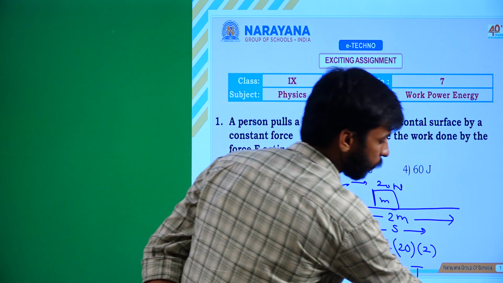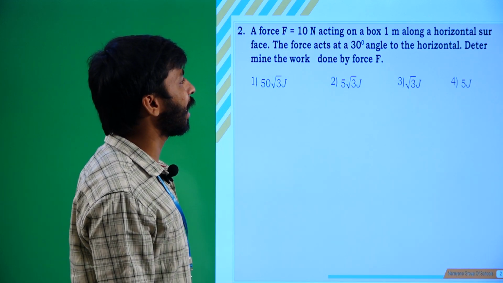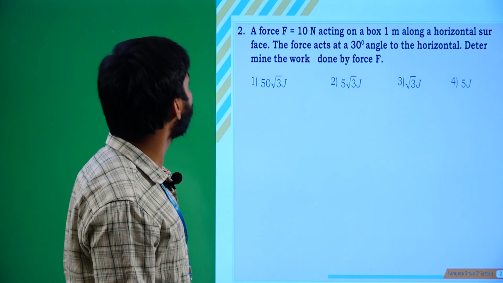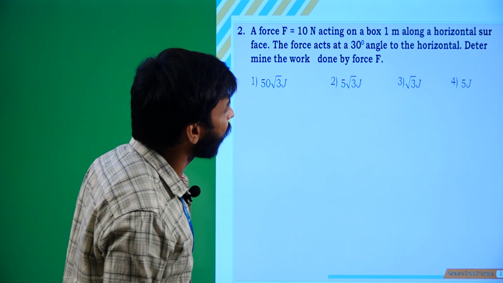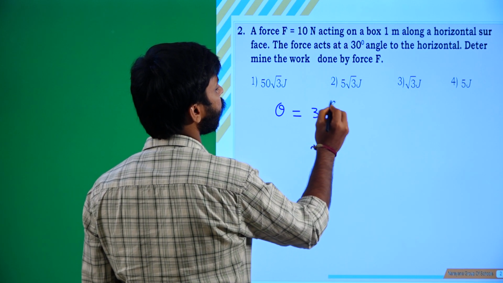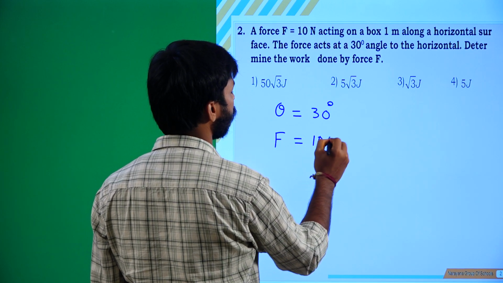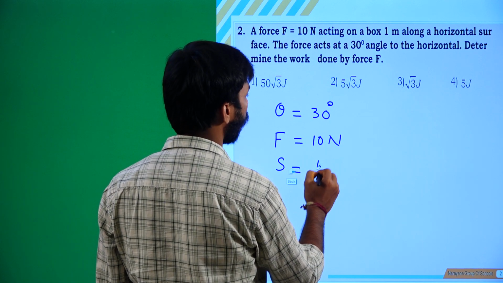And next question. A force F equal to 10 newtons acts on a box, moving it 1 meter along a horizontal surface. The force acts at a 30 degrees angle. So here theta is given as 30 degrees, the force is 10 newtons, and the box displacement is given as 1 meter.